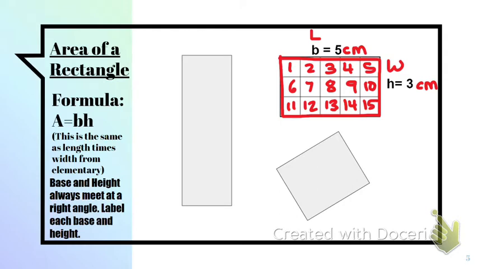So go ahead and grab a color, and all I really want you to do is highlight the base and height of each rectangle that you see here. So I'm going to call this my base, and this is going to be my height. It's important to remember that bases and heights meet right at a right angle, so if you do not have a right angle, then you do not have a base and height and probably need to create that.